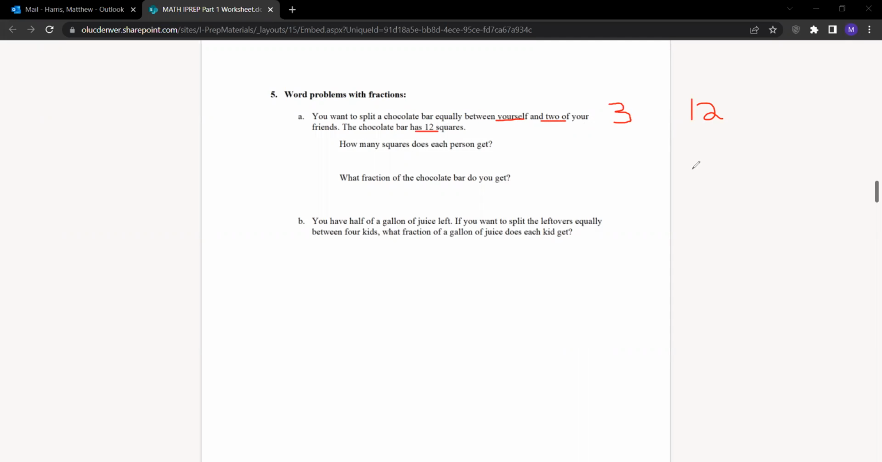Well, one way you can think about this is if you have 12 total and you have 3 people, you can divide these, right? How many times does 3 go into 12? Each person will get 4 squares. If you have 12 squares and 3 people, another way you can do this is 12 divided by 3. Kind of the same thing over here.